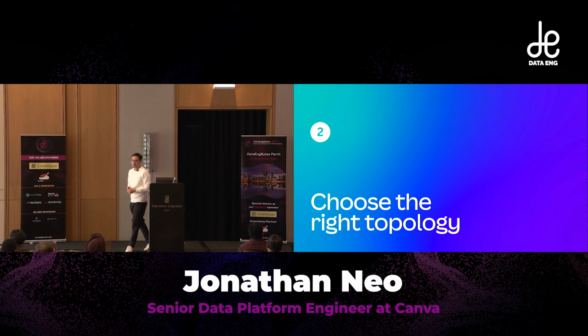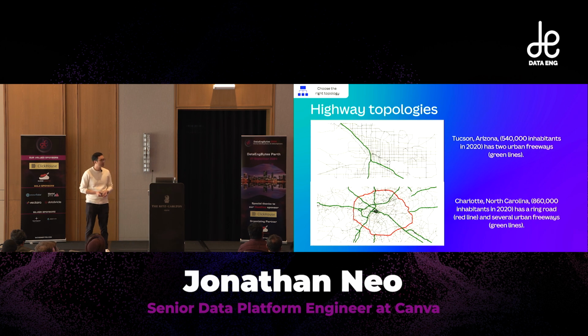Point number two is that we want to choose the right topology for our platform architecture. On the top, you see a map of a city, Tucson, Arizona, which has a population of 500,000 inhabitants. And you'll see that Tucson actually has 2 highways demarcated by the green lines there.